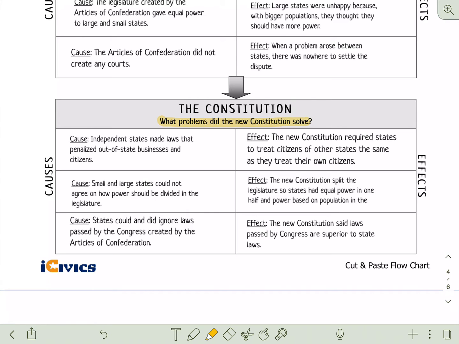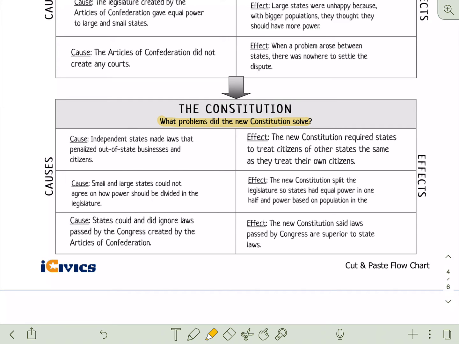So for the first one, the problem was that independent states made laws that penalized out of state businesses and citizens. So under the Articles of Confederation, states kind of had power to do what they wanted and didn't necessarily work together with other states. So the way that the Constitution solved that problem was by requiring states to treat citizens of other states the same as they treat their own citizens. So a citizen of Pennsylvania is treated equally if they're in Maryland or in New York or Virginia or wherever.